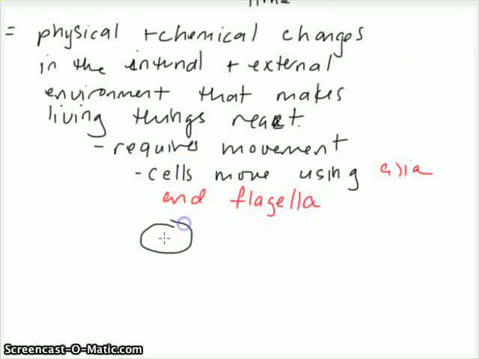Cilia, this is the cell. Cilia are tiny hair-like extensions that help cells move, and flagella, for example, drive sperm cells. This is a flagellum, so that's a longer structure than a cilium, and that also helps cells move. And these tiny hair-like extensions here are the cilia.